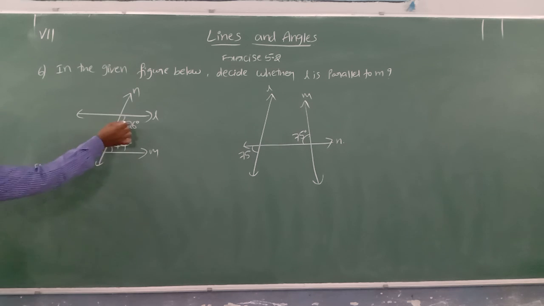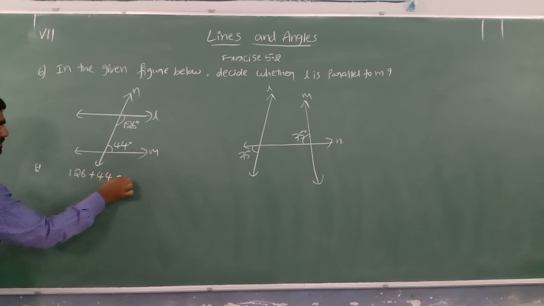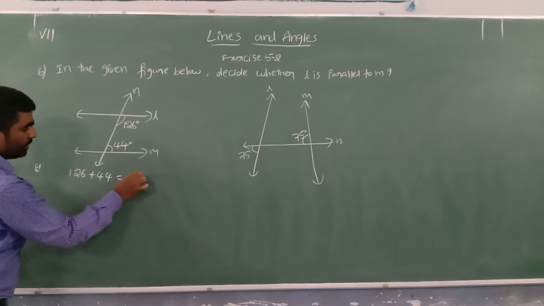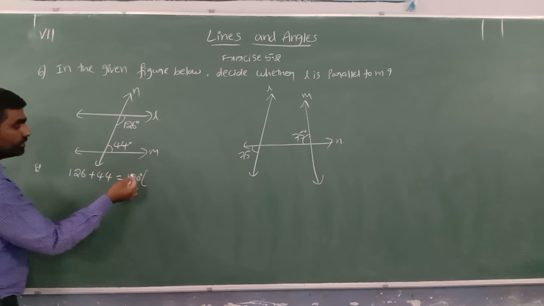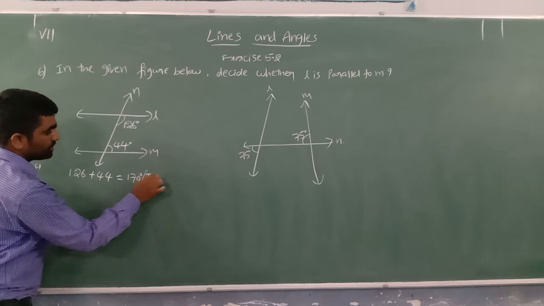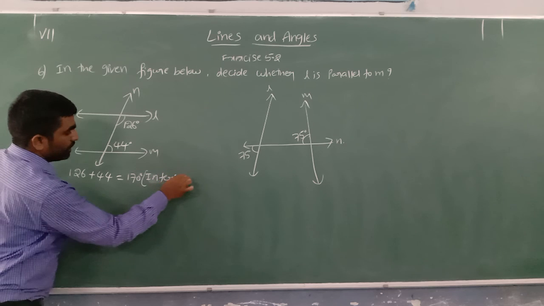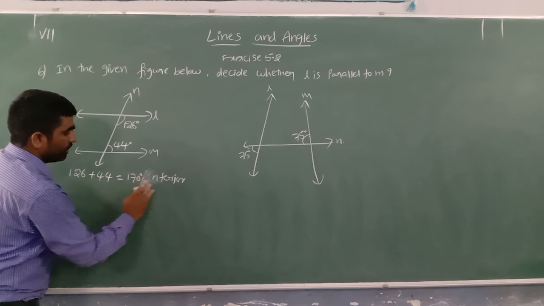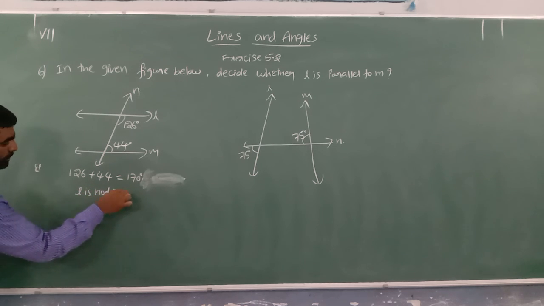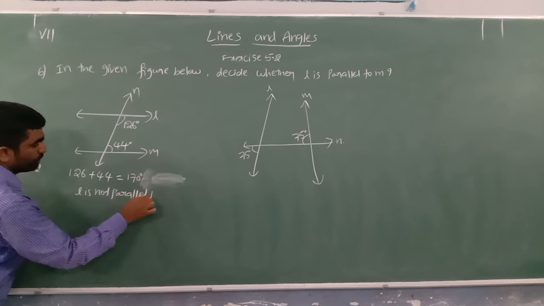Solution: see here, 126 plus 44. Let us simplify once. 120 plus 40, 160 plus 10, 170 degrees. 170 degrees. So what can we write? Co-interior angles, or else we write interior same side angles. We can write L is not parallel to M.